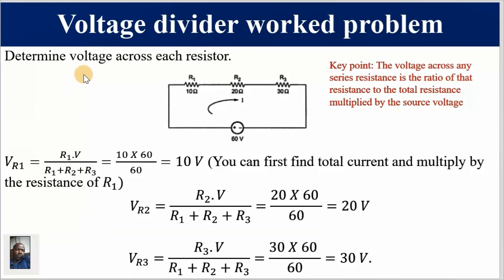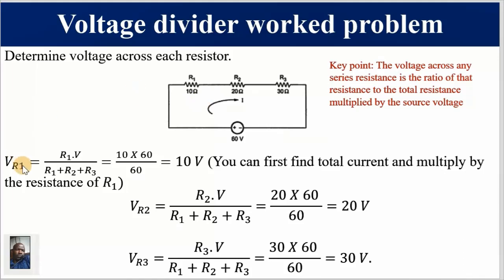We are going deeper and deeper, as I said, this time with a worked problem on our voltage divider rule. We've got a circuit, EMF 60, 3 resistors, 10, 20, and 30, and we are asked to determine the voltage across each resistor, and we are going to use the voltage divider rule. We won't go the long way by first calculating total resistance, total current, and multiplying the current by the value of each resistor. No, it will take us ages.